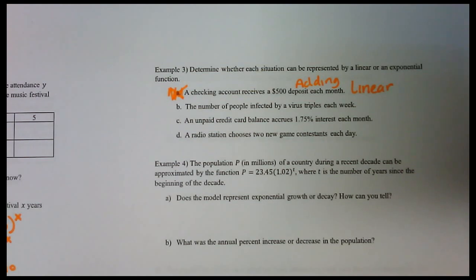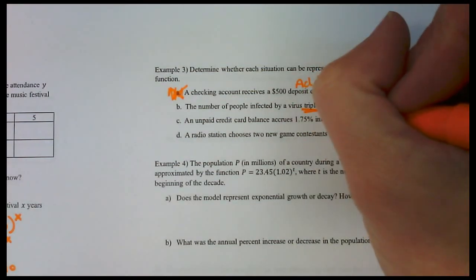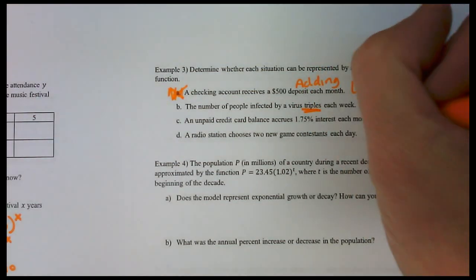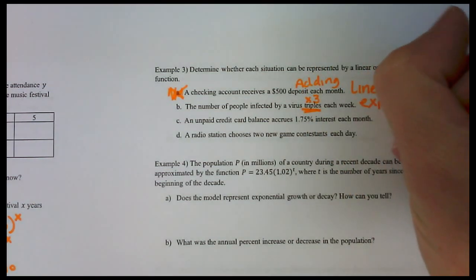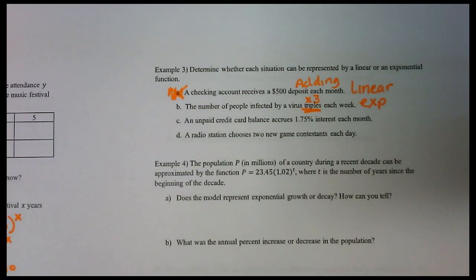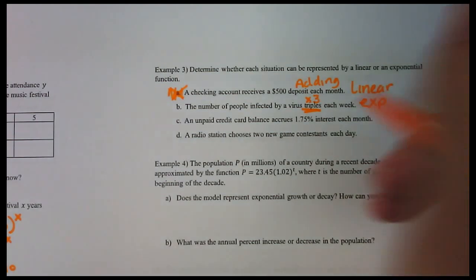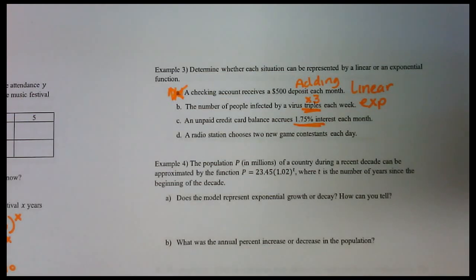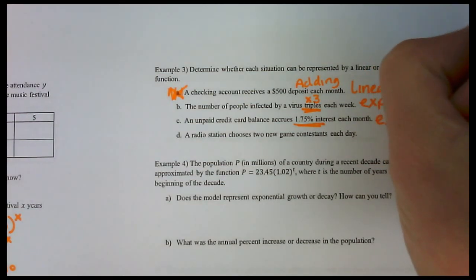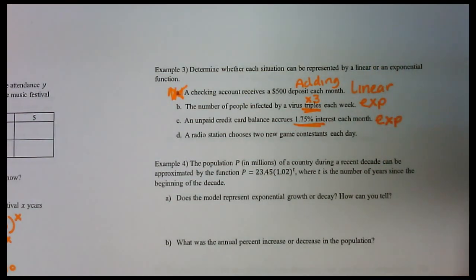The number of people infected by a virus triples. When you triple something, that means you're multiplying by 3. So this is exponential. An unpaid credit card balance accrues interest each month. So when it accrues interest, you're going to be multiplying it by an amount. So this is going to be exponential.